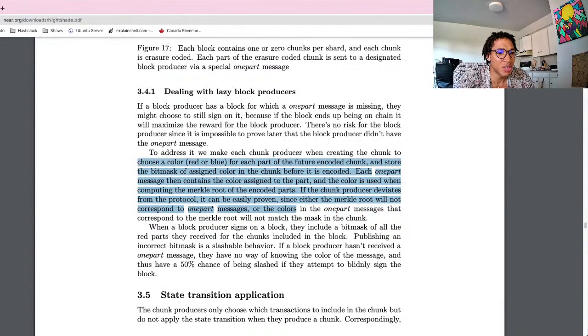Is this just like using, why red or blue though?